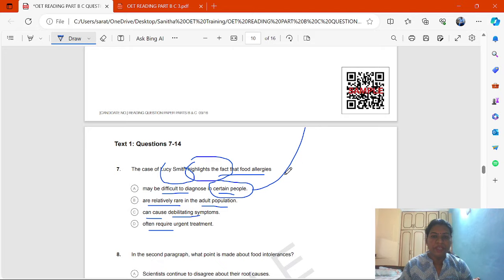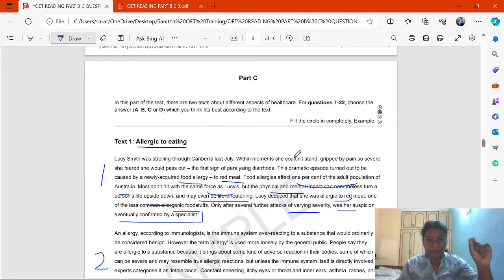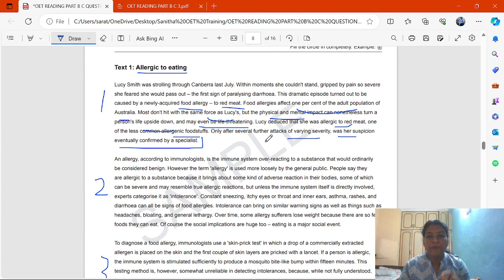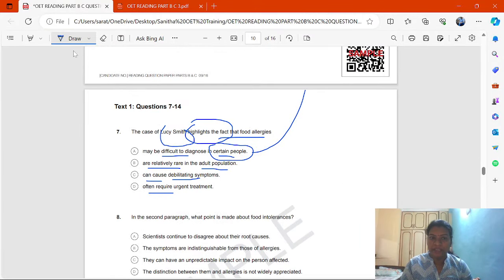What we are going to do is mark this option with the passage: difficult to diagnose in certain people. Only one point she has said about the diagnosis, in the last point: only after several further attacks of varying severity was her suspicion eventually confirmed by a specialist. Like that, she concluded. But it is not saying it is very difficult to diagnose in certain people. Are you getting my point? So we can eliminate this option. Use the elimination technique.